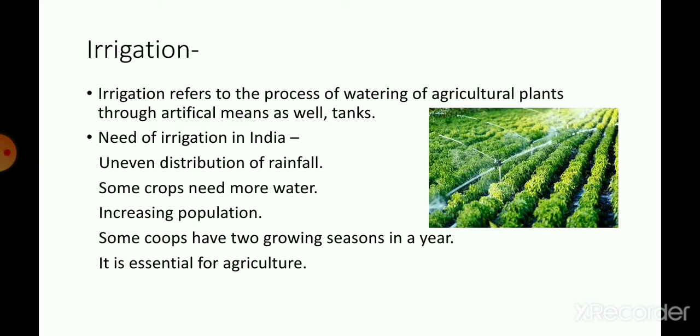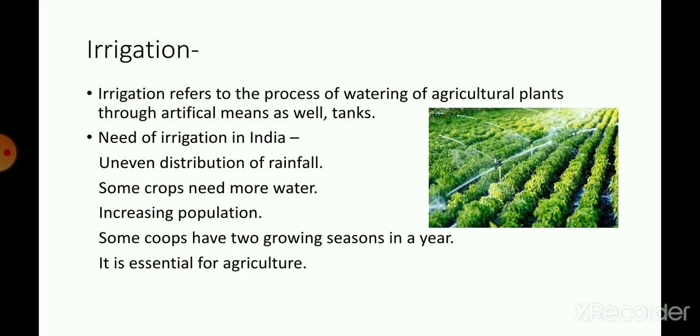Next, irrigation. What do you mean by irrigation? Irrigation refers to the process of watering of agricultural plants through artificial means such as canals and tanks. Need for irrigation in India. What are the needs? First need, uneven distribution of rainfall. Second, some crops need more water. Third, increasing population. Fourth, some crops have 2 growing seasons in a year. And fifth, it is essential for agriculture.